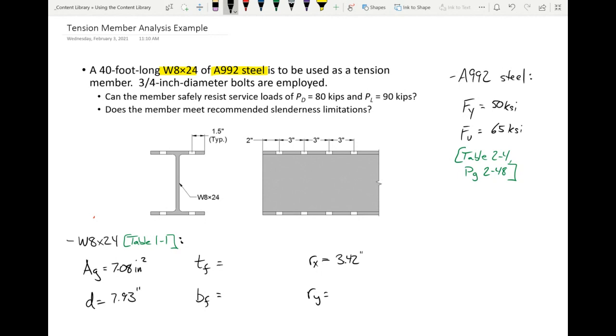Somebody else give me, let's do the flange thickness. Anybody got a flange thickness for me? All right, 0.4. That's correct. What about the flange width?